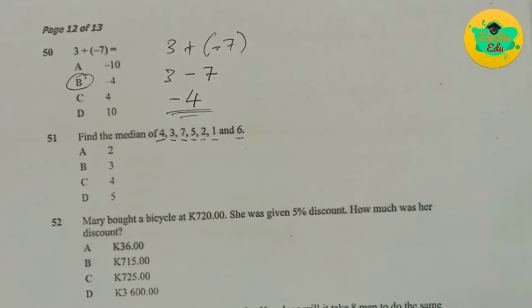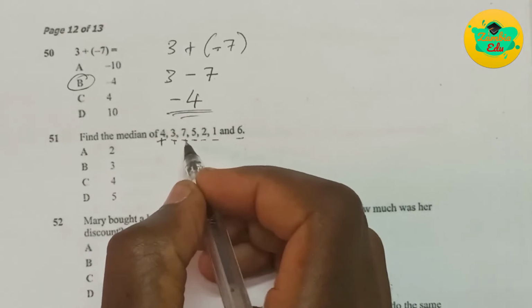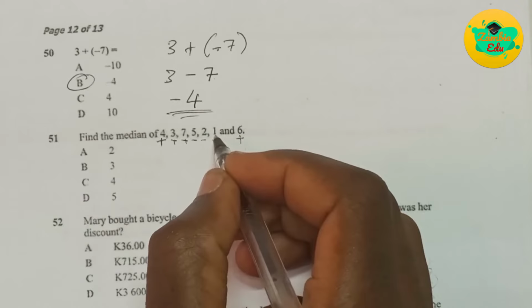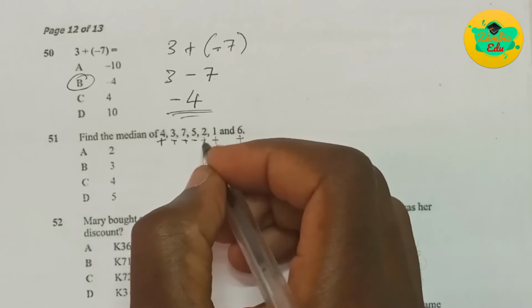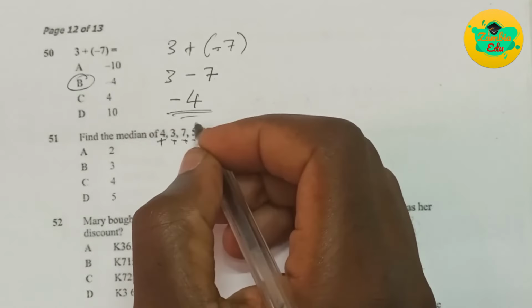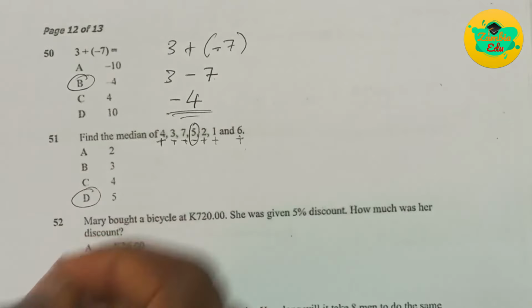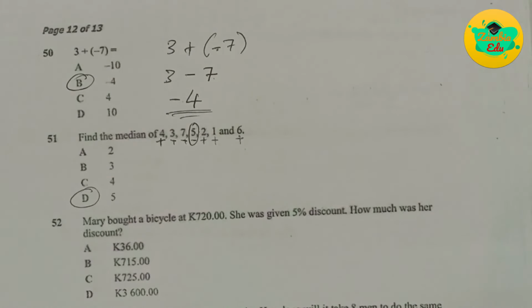5, 2, 1, 6. The median, which one is the midmost? So we can say 1, 2, 3, 4, 5, 6, 7, and so our median here is going to be 5. That's the midmost. So our median is 5 in that particular way.